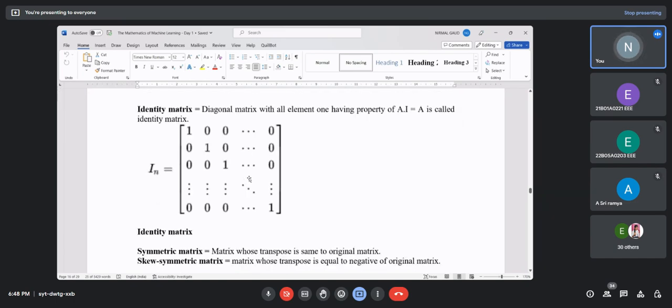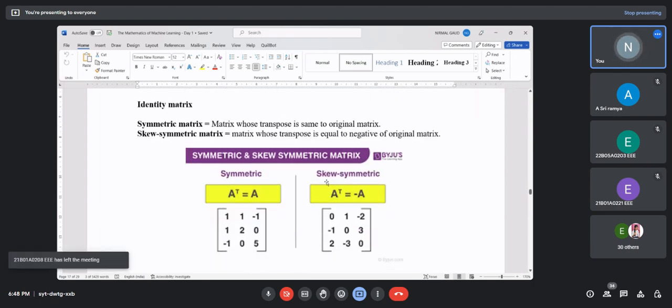Identity matrix: a diagonal matrix with all the elements 1. You can see here in the diagonal, all the elements are 1. So this is an identity matrix. And it has the property A dot I equals A. I is the identity matrix. If I multiply any matrix with this identity matrix, I am going to get the same result. That's the property actually.